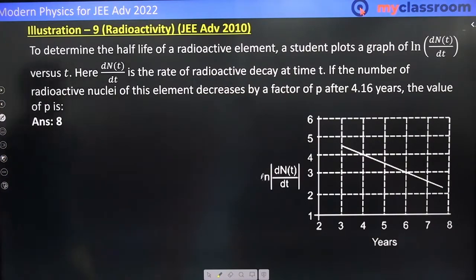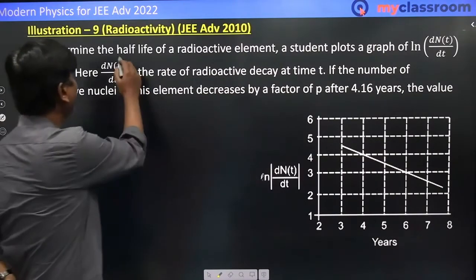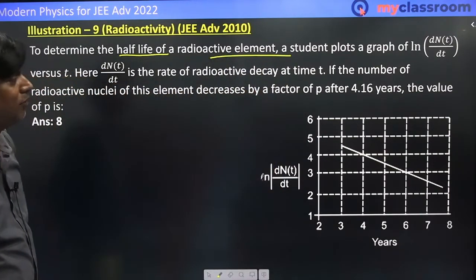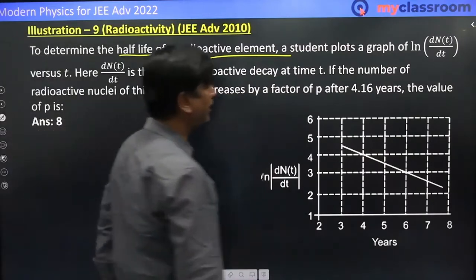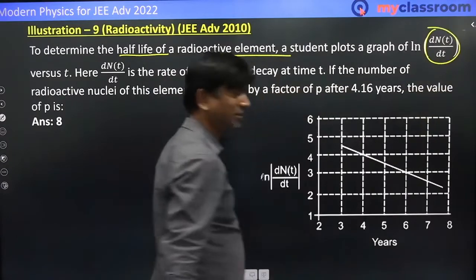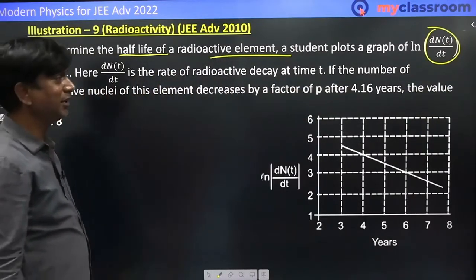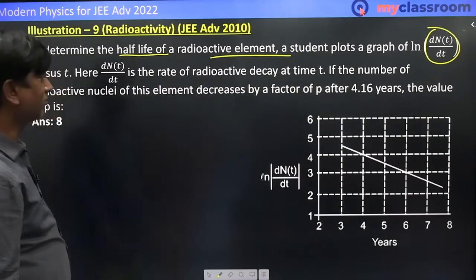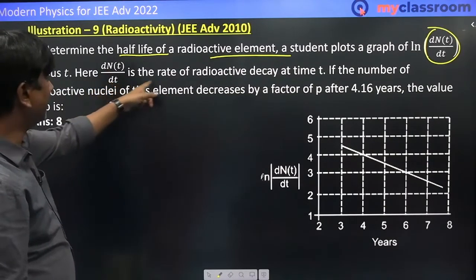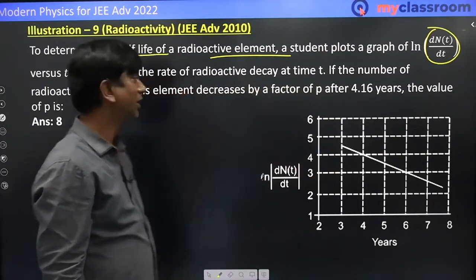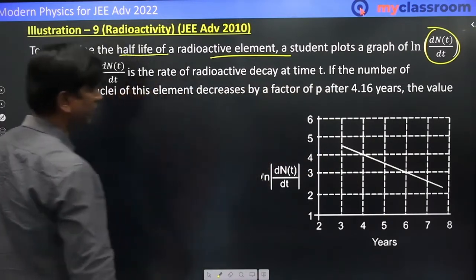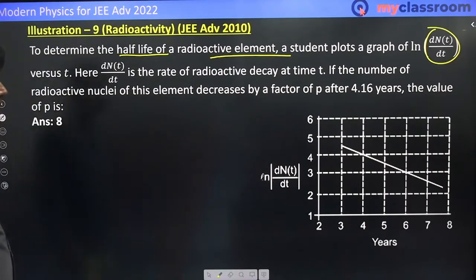To determine the half-life of a radioactive element, a student plots a graph of ln of dN/dt. Actually, this is nothing but rate of disintegration. dN/dt is nothing but rate of disintegration, right? For that ln versus t. dN/dt is the rate of radioactive decay at time t, we know that. And if the number of radioactive nuclei of this element decreases by a factor p after 4.16 years, what is the value of p they are asking?